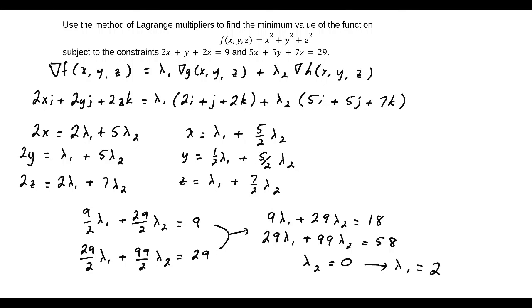Now, we don't want to know lambda 1 and lambda 2 values. We want to know x, y, and z. So I'm going to go back to my equations from earlier. x = lambda 1 + 5/2 lambda 2. And evaluating these values I have, lambda 1 = 2, lambda 2 = 0. That means that x is equal to 2. Similarly, y is equal to 1 and z is equal to 2.